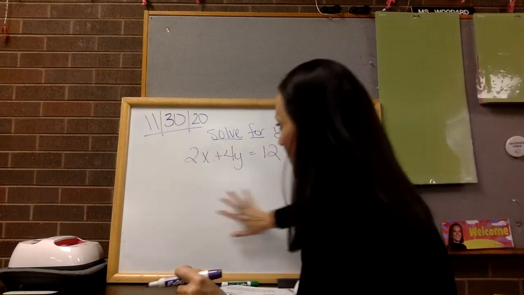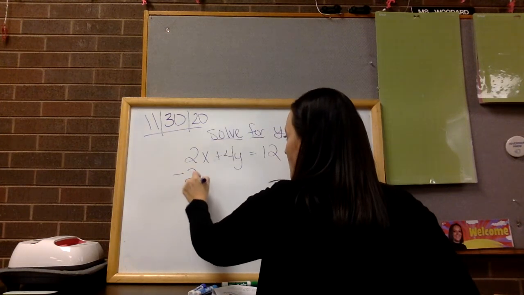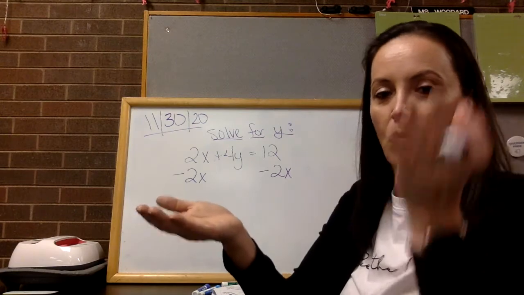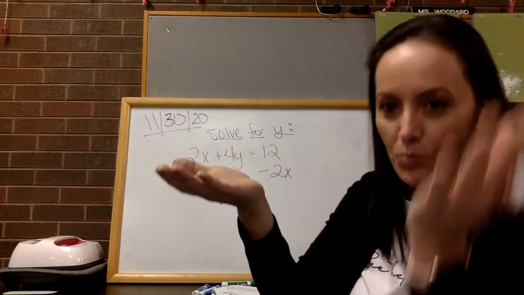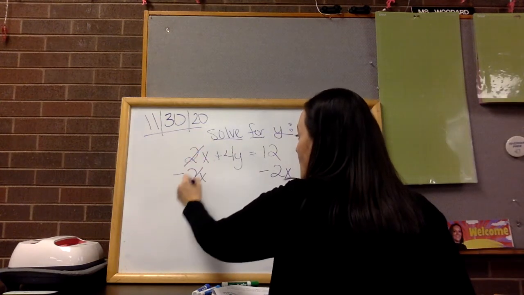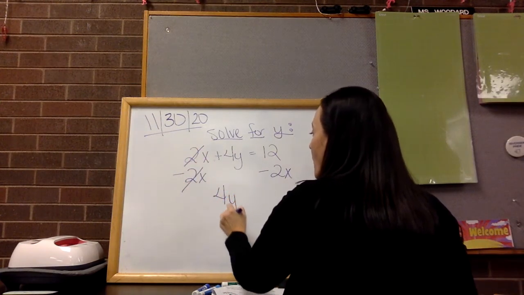The first thing we're going to do is move those 2 x's. So I'm just going to subtract those 2 x's. And remember, like I talked about right before break, what you do to one side, you have to do to the other side. So if we subtract 2x here, we got to subtract 2x here to keep it balanced. So the 2x minus 2x is gone. We can bring down the 4y.